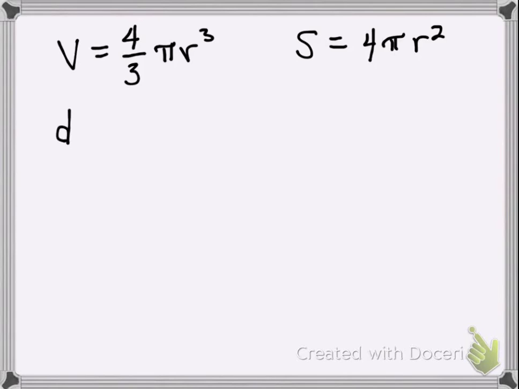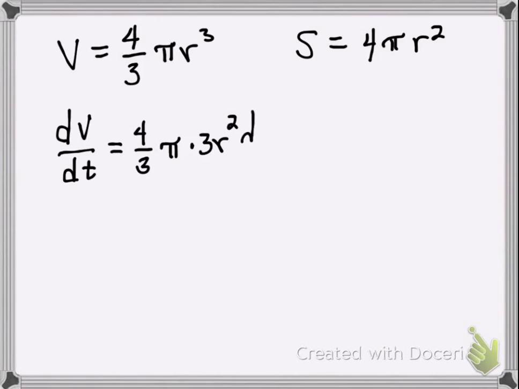And so we could say that dV/dt, the rate at which the volume changes, would be equal to 4/3 pi, and then we would multiply by the derivative of r cubed, which would be 3r squared times dr/dt. And then simplifying that, the 3's will cancel, and we'll get 4 pi r squared times dr/dt.